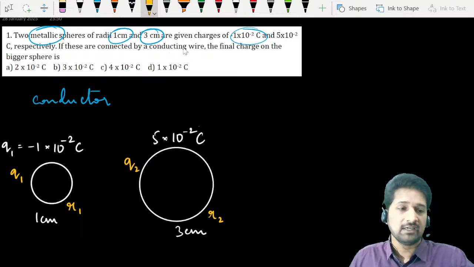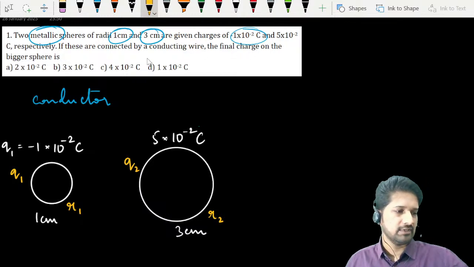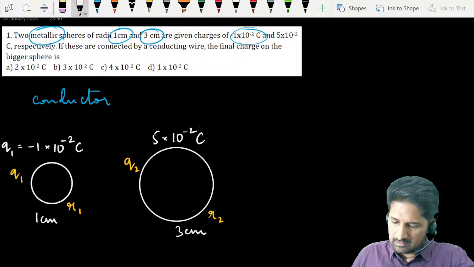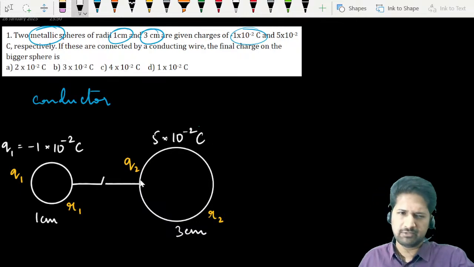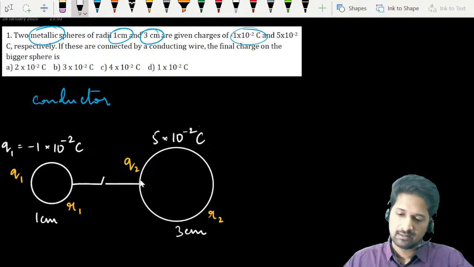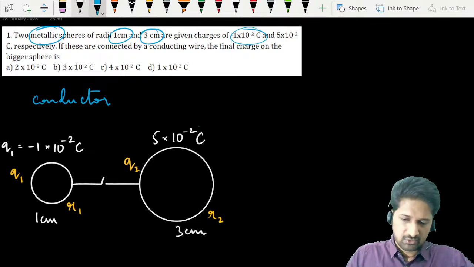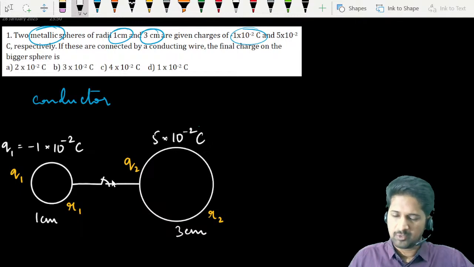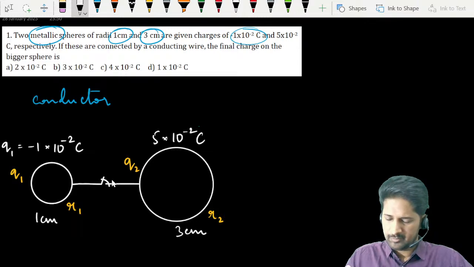These are connected by a conducting wire. The question asks for the final charge on the bigger sphere. Now imagine there is a conducting wire between the two spheres with a switch also. Let's say initially the switch is open. When the switch is open, the charges cannot combine, and the spheres cannot exchange any charges. Once the switch is closed, one is positively charged and the other is negatively charged, so some charge exchange will definitely happen.